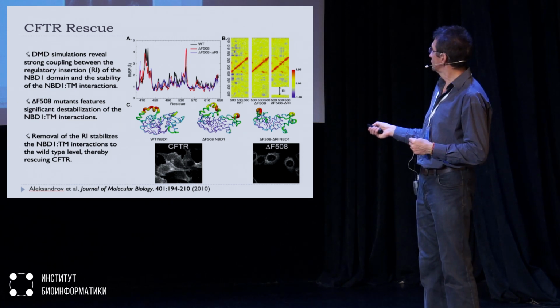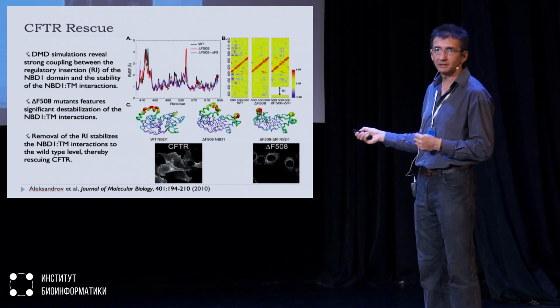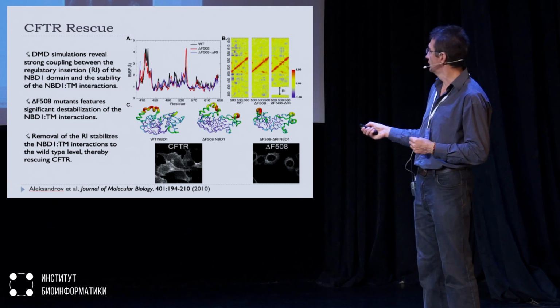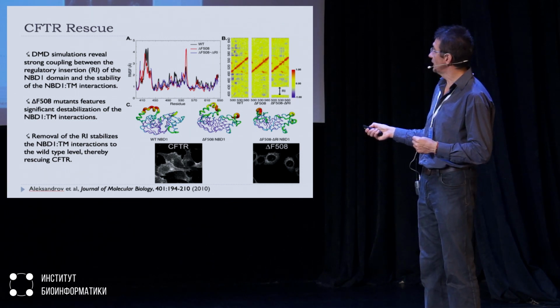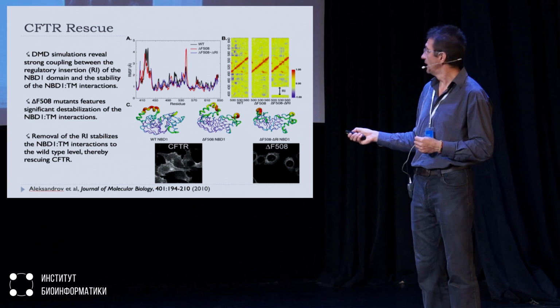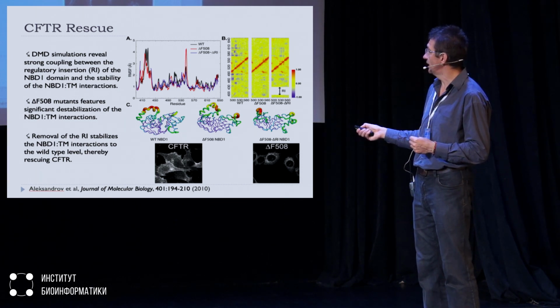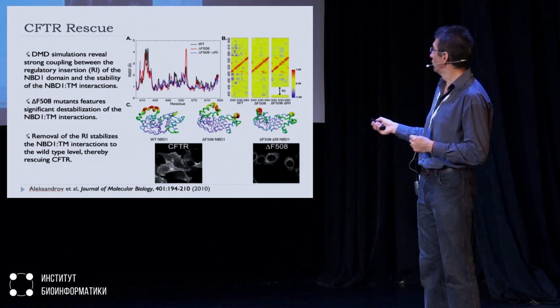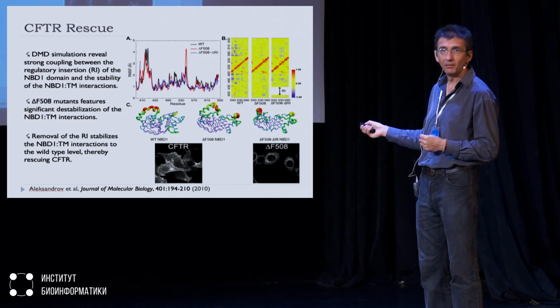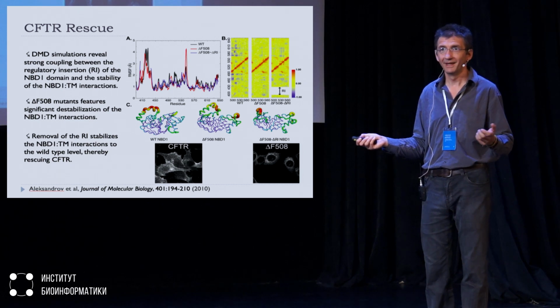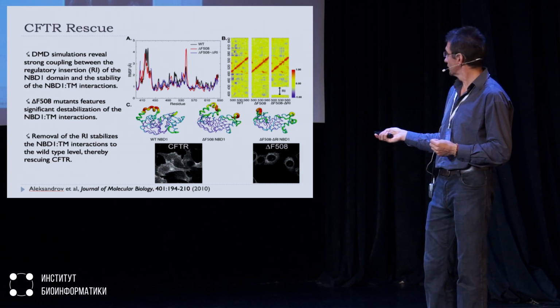It never actually gets to the surface, and that's the problem, right? So our goal was to rescue this protein by trying to inhibit this allosteric connection between the region called the regulatory insertion and the delta F site. We realized that we can reduce the entropy here, so we can change the fluctuations. All we did is that we cut it. By cutting it, we reduce the entropy, right? We remove the loop.